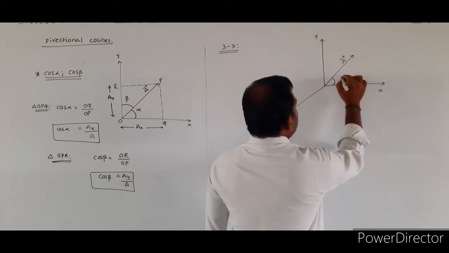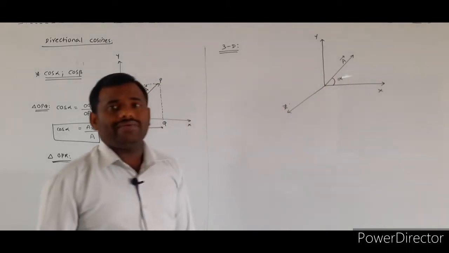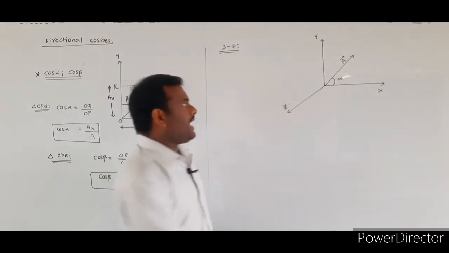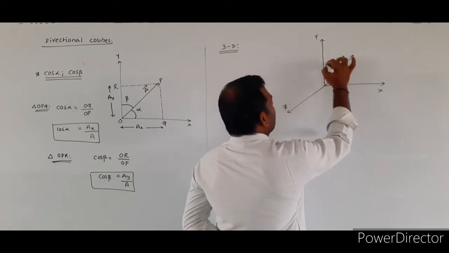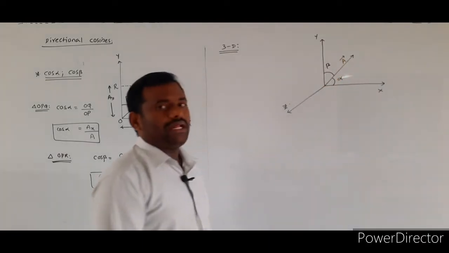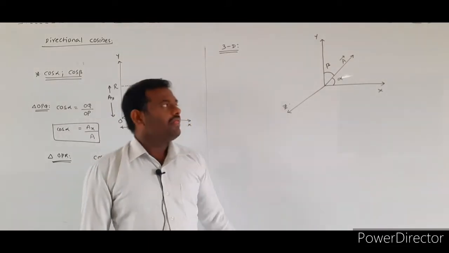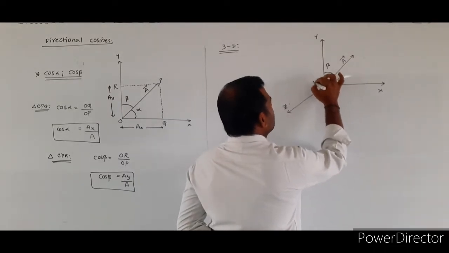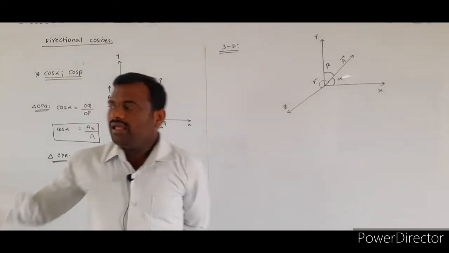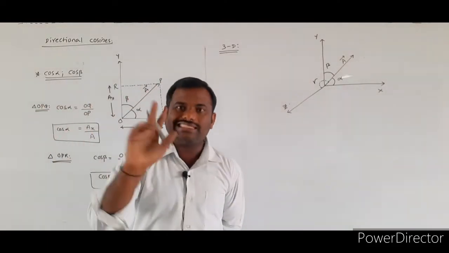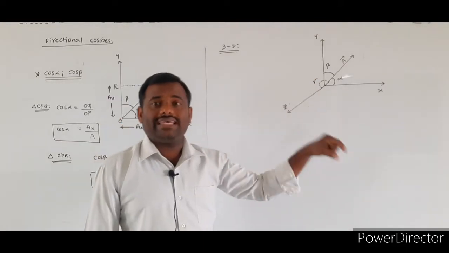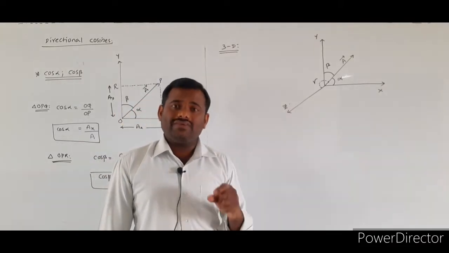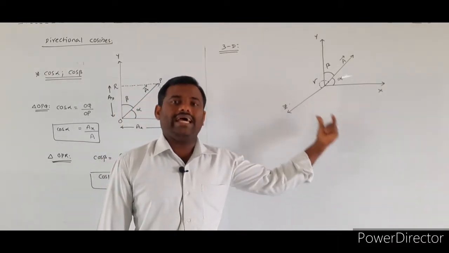Here also I am assuming that alpha is the angle made by the vector A bar with respect to the x-axis, beta is the angle made by the same vector A bar with respect to the y-axis, and the third angle is gamma. If it is a two-dimensional plane, two angles are there. This is a three-dimensional plane, that's why we consider three different angles. Gamma is the angle made by the given vector A bar with respect to the z-axis.